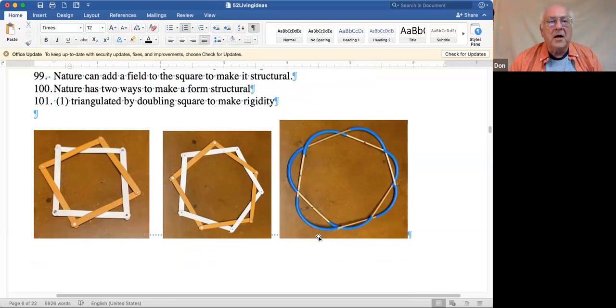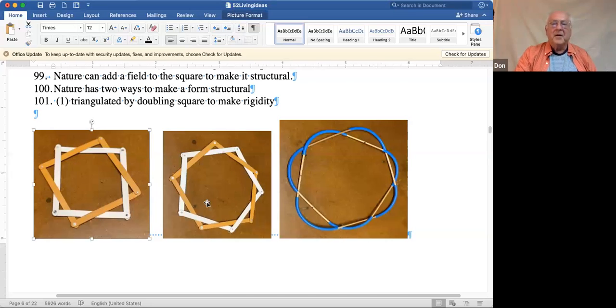It can triangulate by doubling a form to make it rigid. So the cube, if you put another cube in it, what you do is you end up triangulating the form, and this becomes rigid. And here's a five-sided form, same thing happens. But without introducing the other chiral counterpart to that form, it no longer is stable.